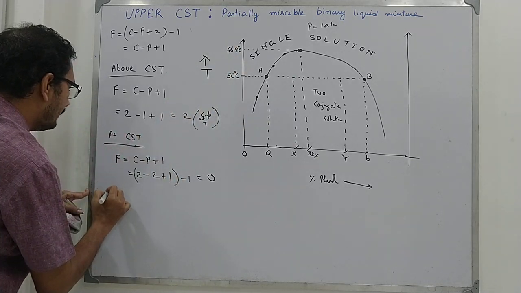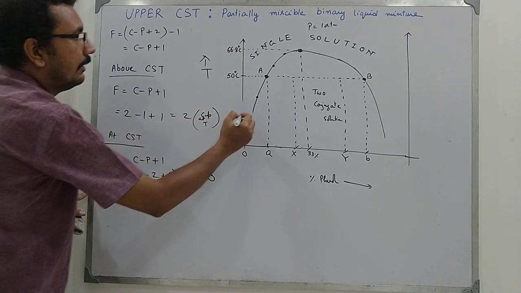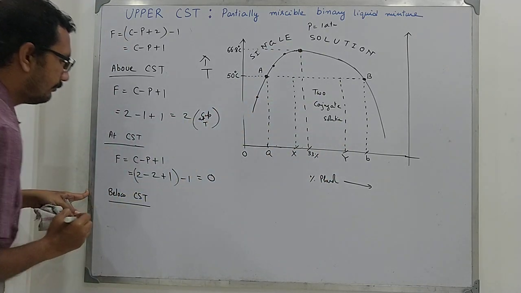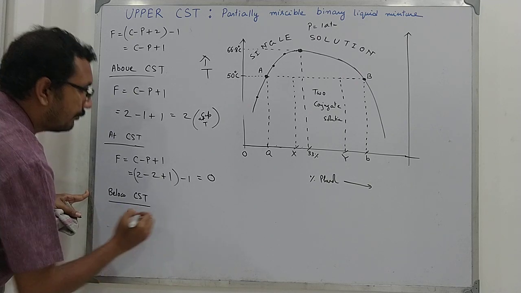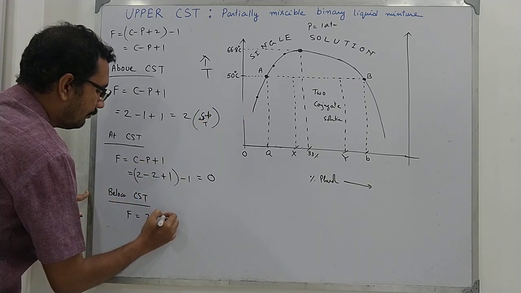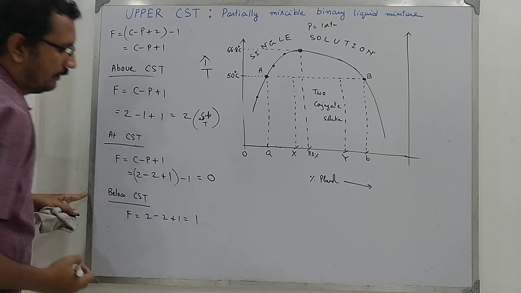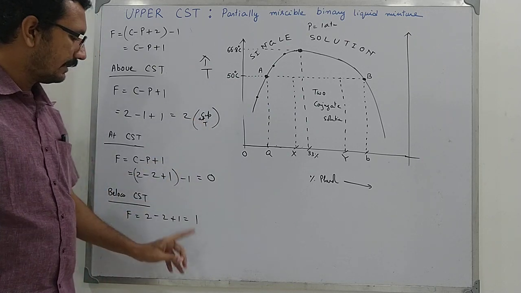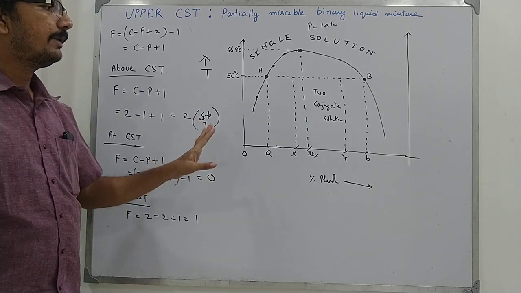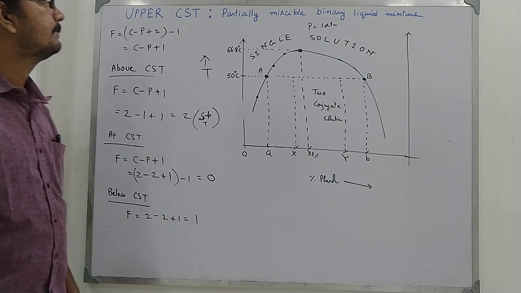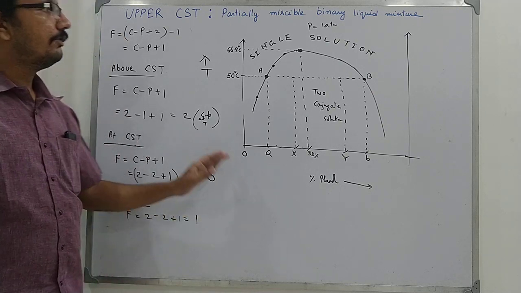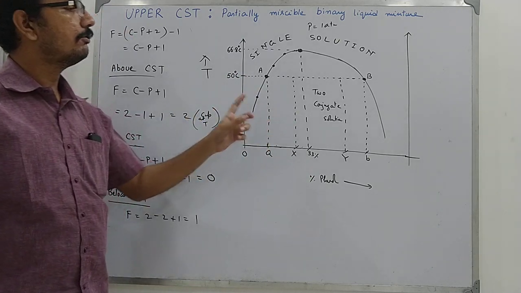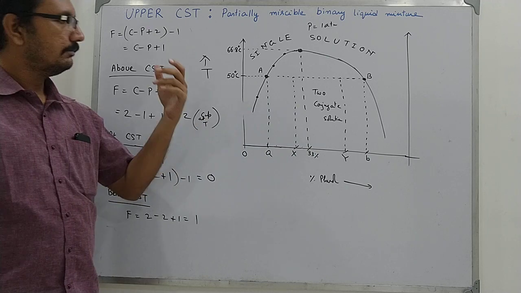Now below CST, what will happen? That is within the domain, within the miscibility curve, there are two components, two conjugate solutions, meaning two phases. So you can change only either composition or temperature. You can change only one parameter, and two parameters cannot be changed simultaneously. Now in the next video I will introduce you to the lower CST and solutions having both upper and lower CST.